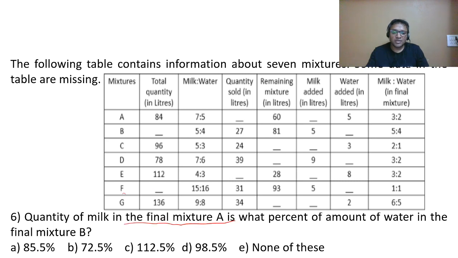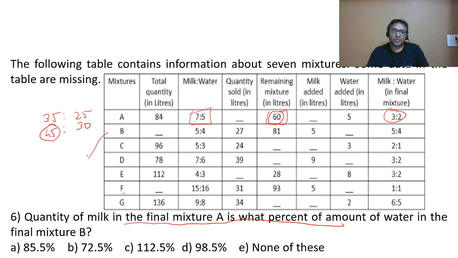Quantity of milk in the final mixture A is what percent of amount of water in the final mixture B. So if you look at it, remaining mixture is 60 here, and milk and water has to be 7:5. So 7 plus 5 is 12, 12 fives are 60. That means milk will be 7 fives, 35, and water will be 25. Total 60. Now you added 5 liters of water, so water becomes 30 and the ratio is 3:2, so milk becomes 45. So the amount of milk in mixture A is 45, that I know. I'll come back to it and explain it again.